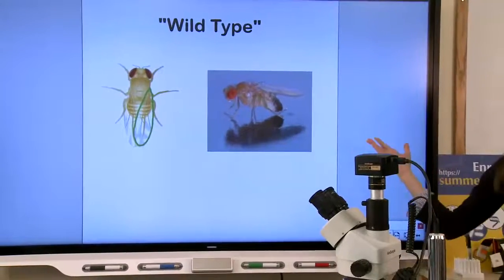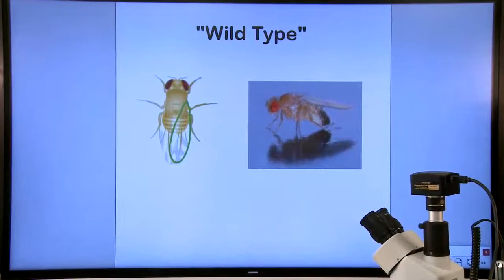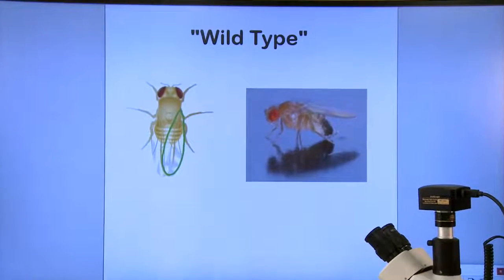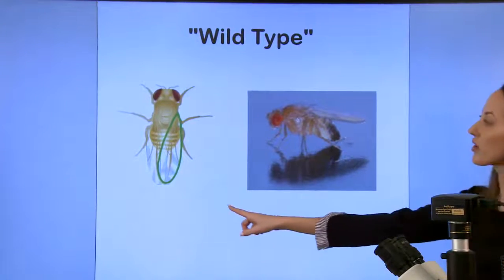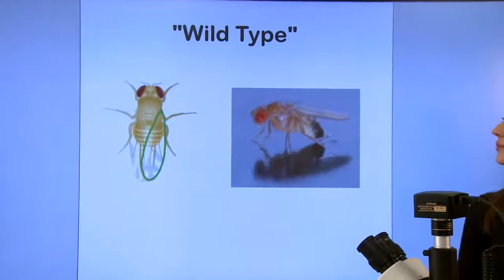So if we skip ahead, again, just kind of showing you, this is what we were seeing under the microscope. This is one that's alive, so just giving you a different view of that. But most importantly is we are seeing that teardrop shape of the wings.